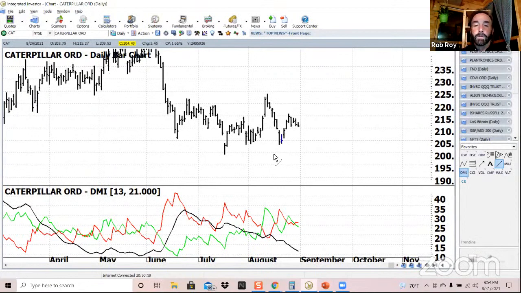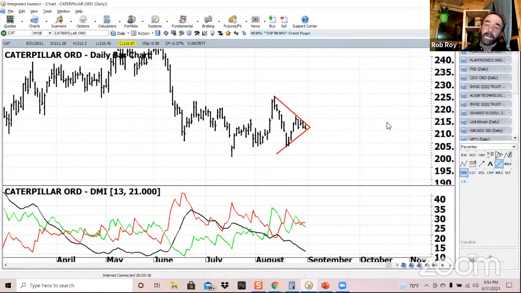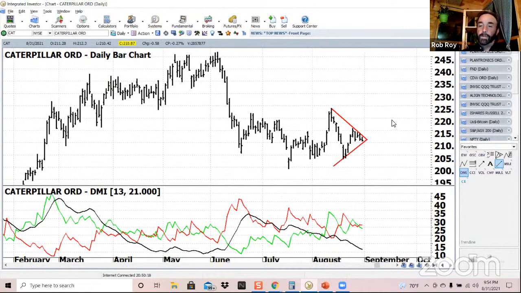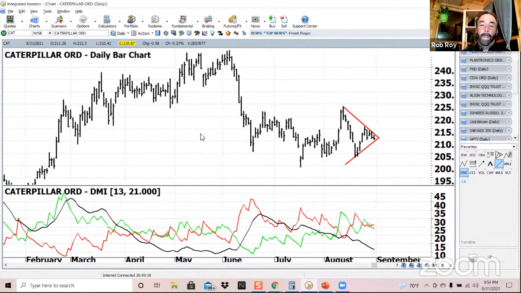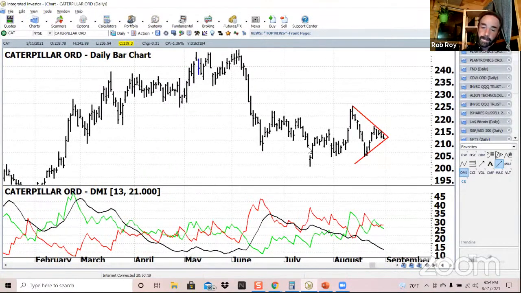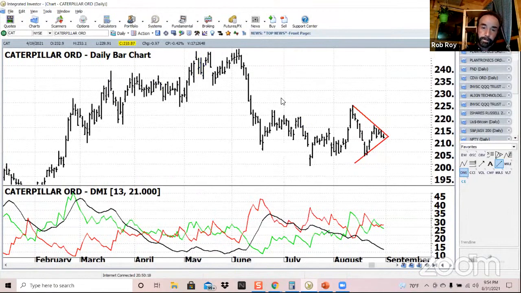Caterpillar's not the biggest mover either, but look at that triangle though. Is it big enough? I'm not sure if it's big enough. You look at the mouth of the triangle to try to get an idea how far it would break. So from 205 to 225 is 20 points. You're looking for about a 10% move, and we really don't have that. Very close, but not quite there. And it's been consolidating since June.